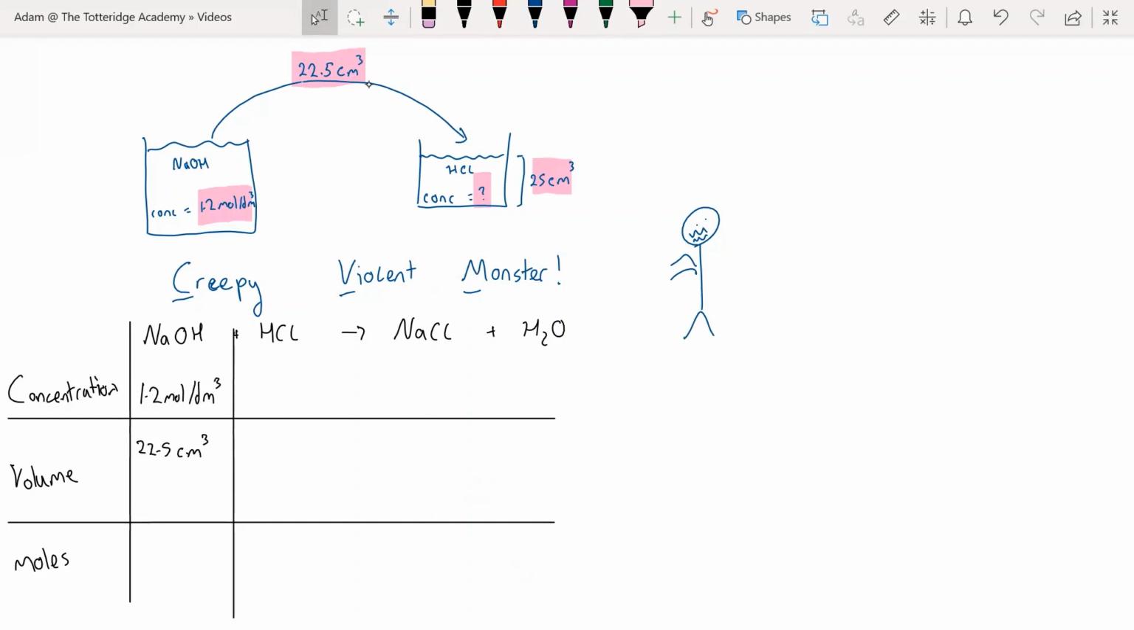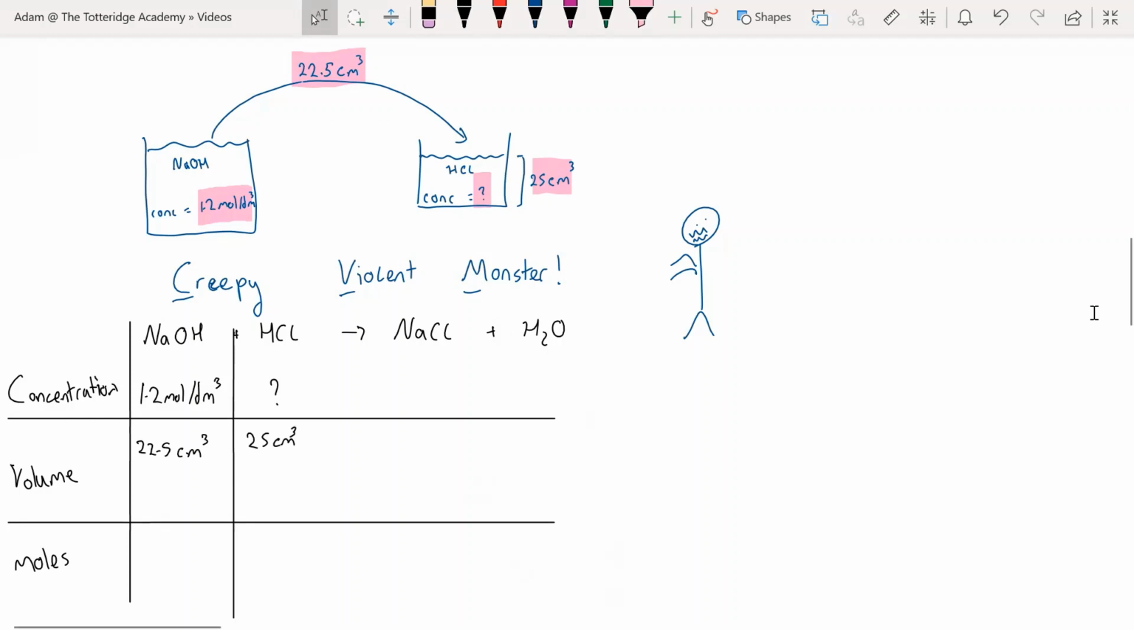Have they given me the moles? No, they've not. I'll get to that soon. What about HCl? Have they given me the concentration? No, that's actually the thing I'm trying to work out. That's my final answer. Have they given me the volume? Yeah, they have. I've got 25 centimeter cubed. Happy days. Have they given me the moles?